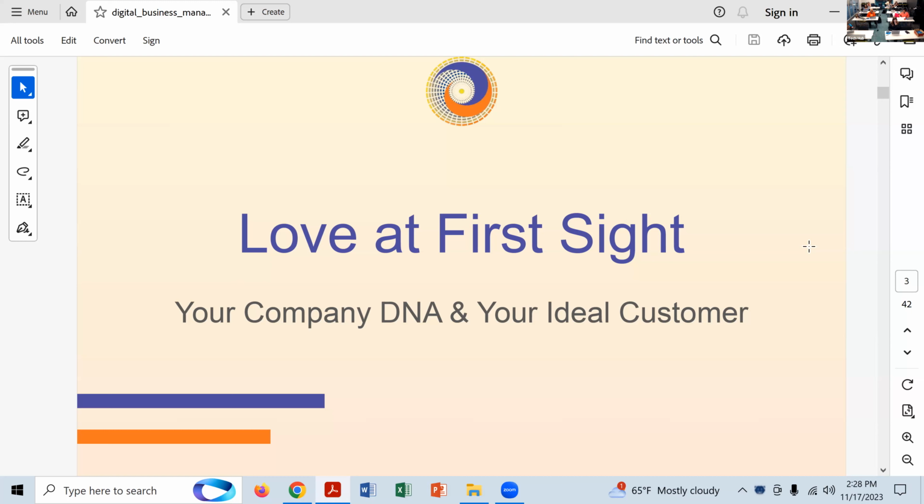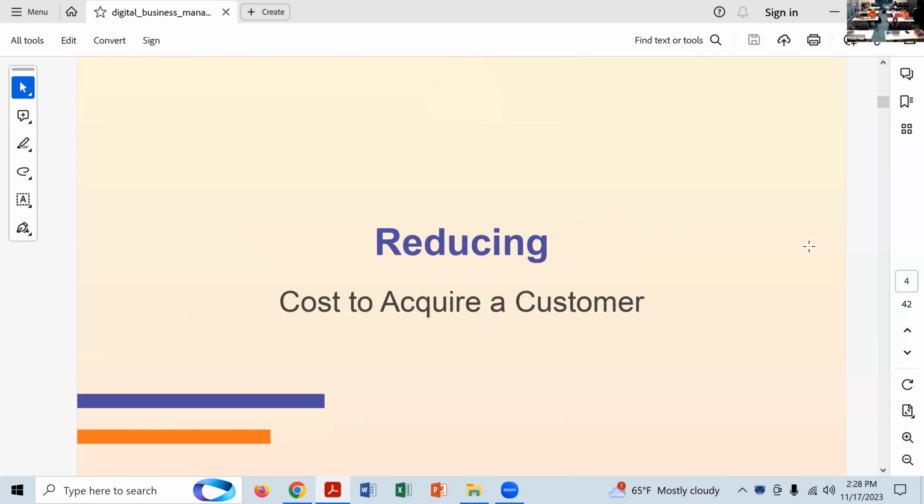Okay, so today's topic is love at first sight: your company DNA and your ideal customer. Okay, so we talked about a few things in the first class, about how you can improve the numbers for your business hypothesis. One of those factors was what's the cost to acquire a customer? So this topic is really important in reducing the cost to acquire a customer. Because if your company DNA is mismatched with the clients or the customers that you're trying to target, you're going to waste a lot of time and resources trying to get sales with people who are like, sorry, I don't relate, right?